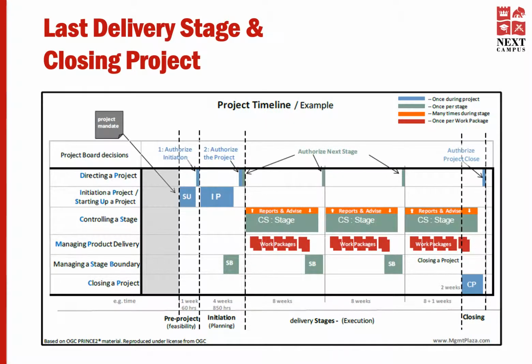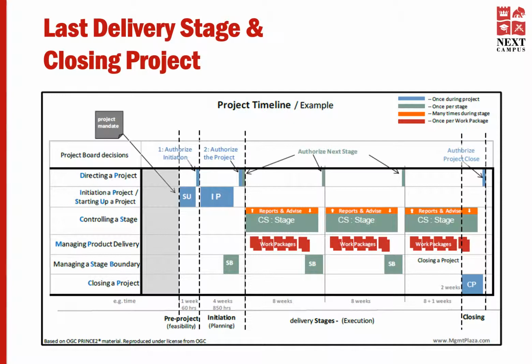Normally, towards the end of a stage, the stage boundary process is used to report the current stage and plan the next one. As you can see from the diagram below, the stage boundary process is not used. But the closing a project process starts up near the end of the controlling a stage process. The closing a project process is where the project manager prepares the project for closure.